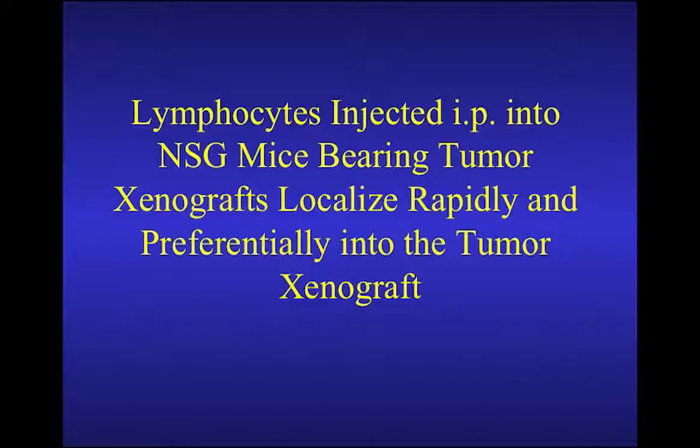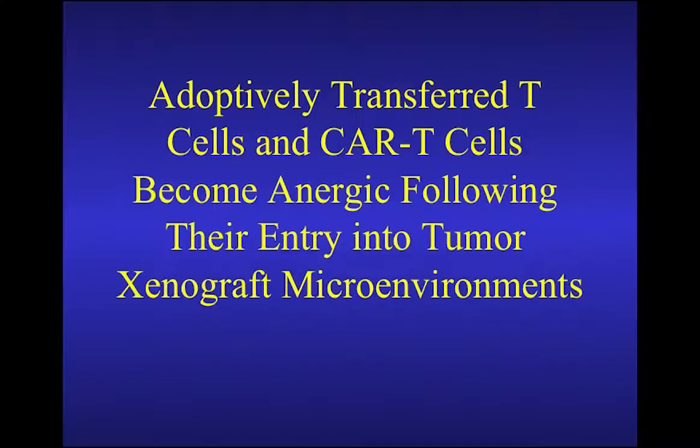One of the things that this model is unique for, I think, is that when we inject the lymphocytes, IP, they will localize rapidly and preferentially into the tumor xenograft. We've determined that this is very useful because we can now adoptively transfer in T cells that are perfectly functional, and we can adoptively transfer in the CAR T cells as well. And I'm going to show you the consequences of that.